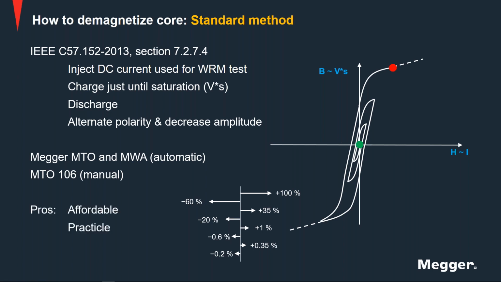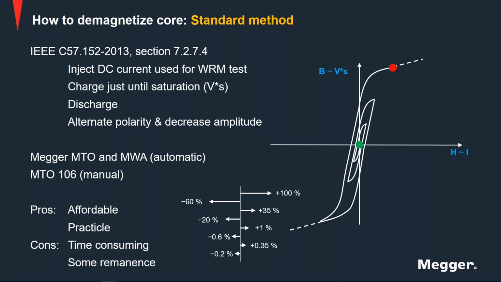The pros of this method is that it's affordable. This is something that comes standard with these different instruments mentioned here. And it is practical since it is much lower voltage, much lower current as opposed to the best method, which was done in the factory. The standard method, although, will come with a few drawbacks, number one being that it is time consuming and it will leave the transformer with some remnants. You will not be able to get rid of all of it reliably.